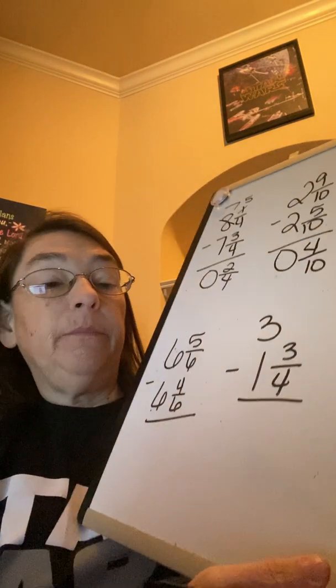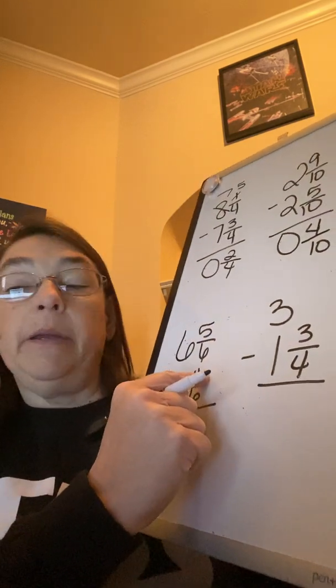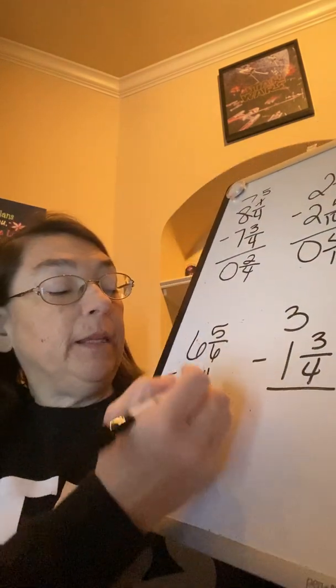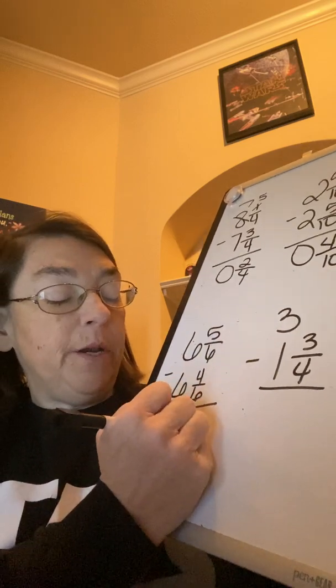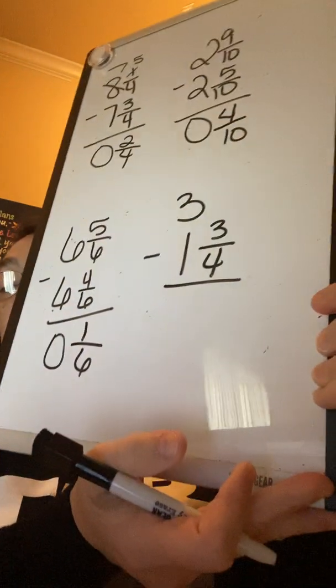All right. Number 11. Number 11, you have a 5 on the top and a 4 on the top. You can subtract these. So 5 minus 4 is 1/6. 6 minus 6 is 0. So you get 1/6.